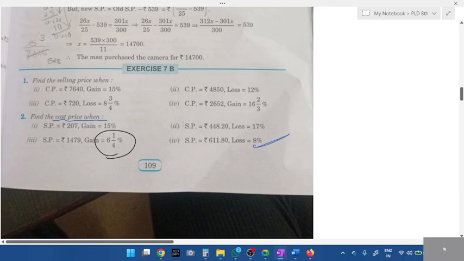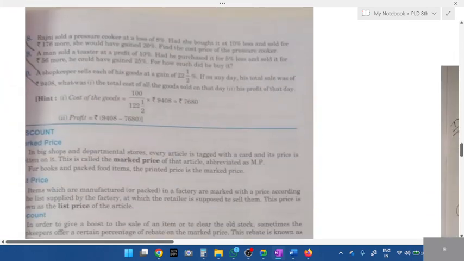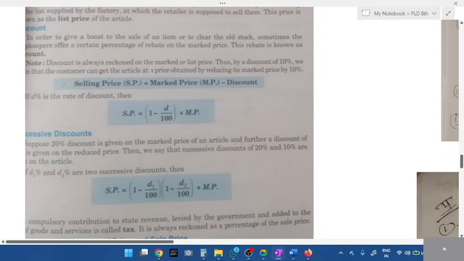All are one question, students. Selling price, use the cost price. Use the formula. So I'm not going to revise this. This is already done. Everything is cancelled, right?